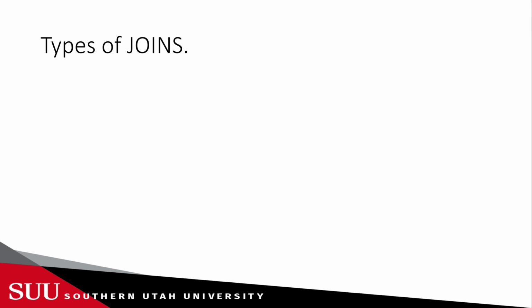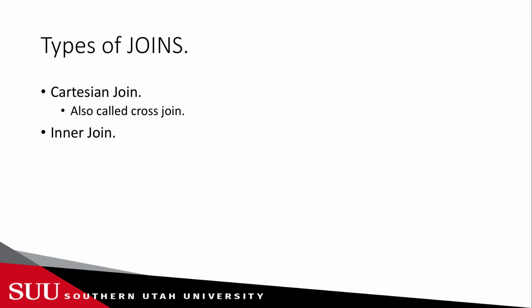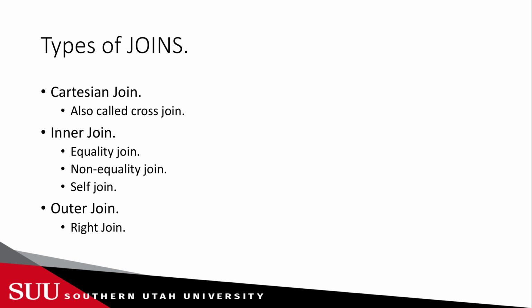Now the types of join we'll have Cartesian join, also called cross join. We'll have inner join, and in inner join we have different types. So we'll have equality join, non-equality join, and self join. And finally for the outer join we'll have right join, left join, and full join. Now we will talk about each one of those in details, and we will see the different ways to perform each one of those if applicable.